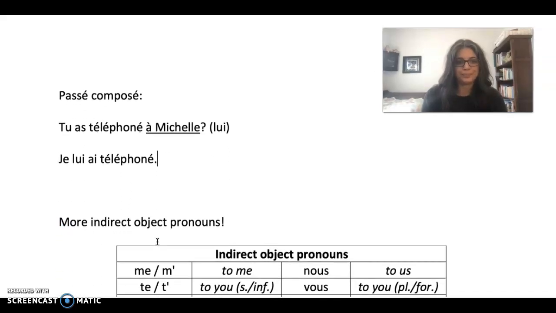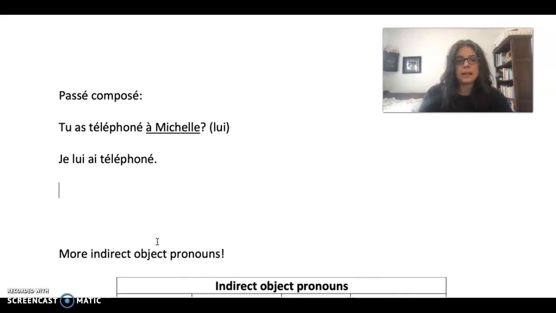You don't want to. Okay, oh, and to make it negative, let's do that. Non, I didn't call her. Je ne lui ai pas. So put it around the pronoun and the auxiliary verb. Je ne lui ai pas téléphoné.